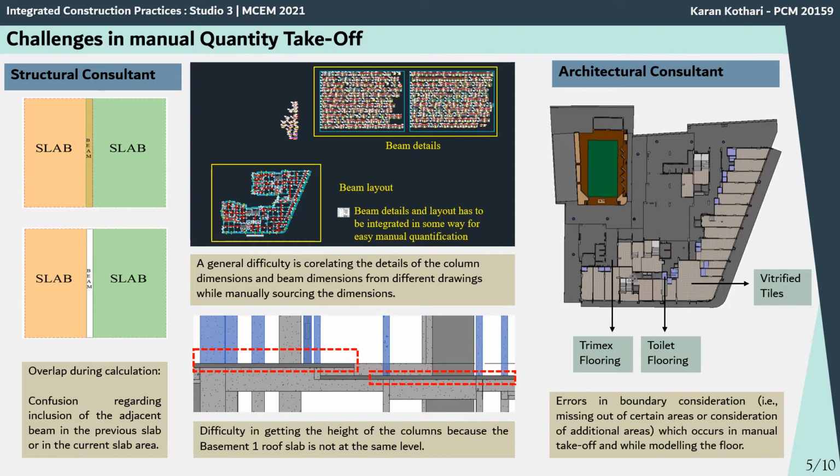Some of the challenges in manual quantity takeoff were that the structure consultant faced challenges in slab areas, confusion regarding the inclusion of the adjacent beam in the previous slab or in the current slab area, and a general difficulty in correlating the details of the column dimension and beam dimension from different drawings while manually sourcing the dimensions. Otherwise, the architecture consultant found errors in boundary consideration, that is, missing out certain areas, which occurs in manual takeoff while modeling the floor.